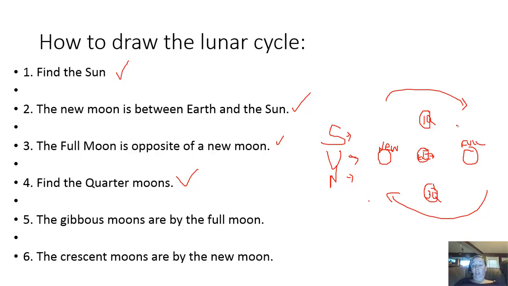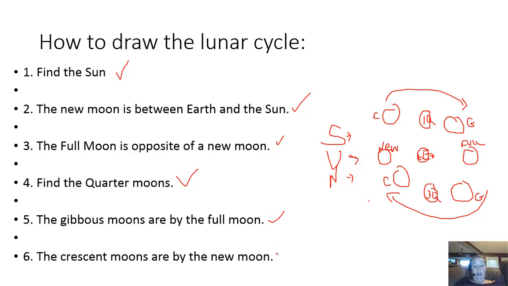Well, remember, I taught you a little shortcut to that. A, B, C, D, E, F, G. A, B, C, D, E, full gibbous. My gibbous moons are going to be next to my full moons, which means that these have to be my crescent moons. And I'm just going to label that with a C.